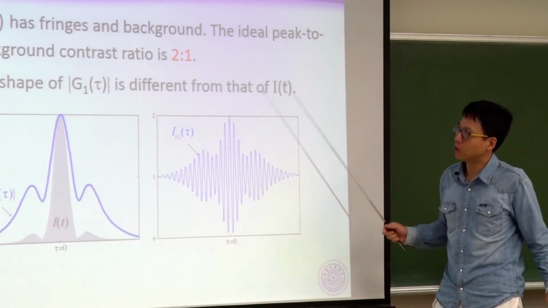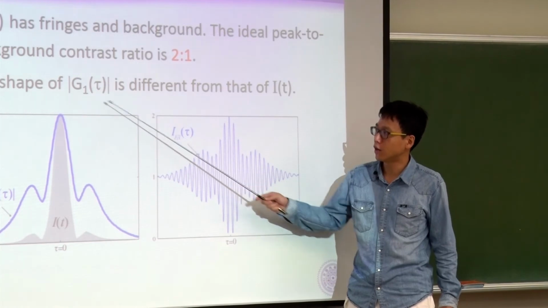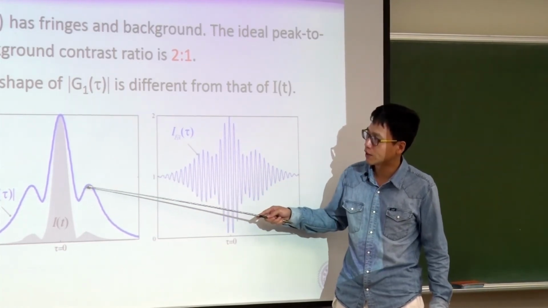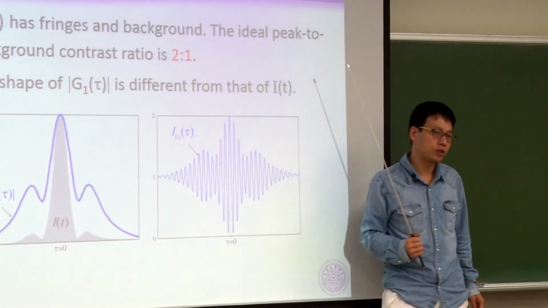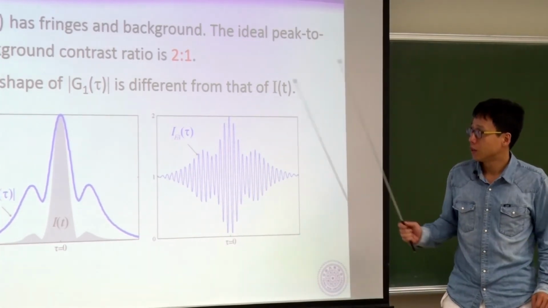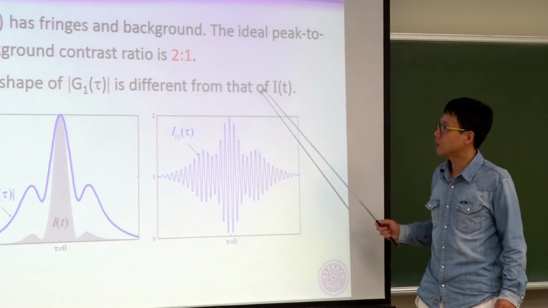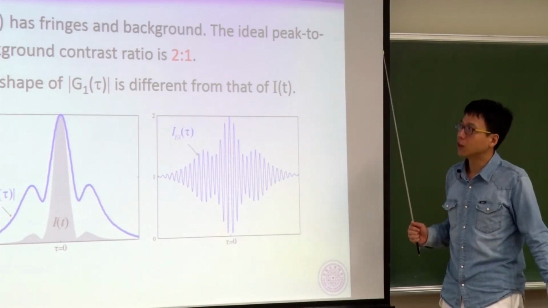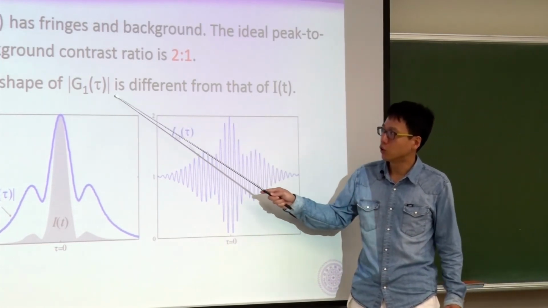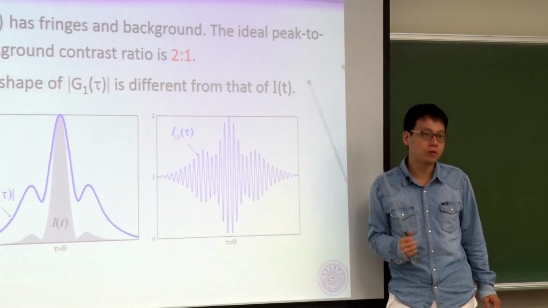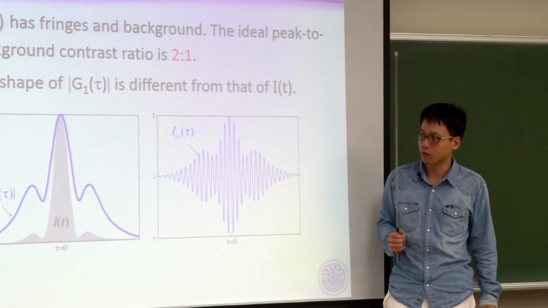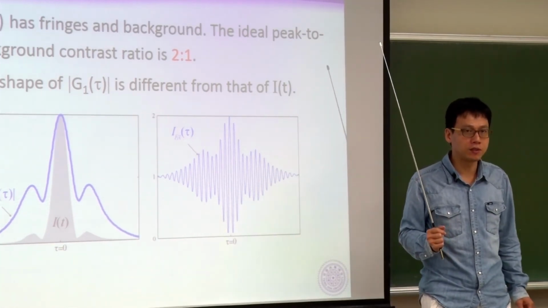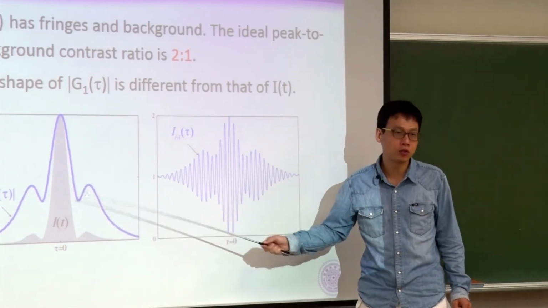However, the shape of the G1 tau absolute value, I use a blue solid curve to illustrate, is very different from that of I of t. Simply speaking, even though you can know the magnitude function of the field autocorrelation function, G1 absolute value, you can know the blue curve, but the blue curve is still not the original pulse shape I of t.